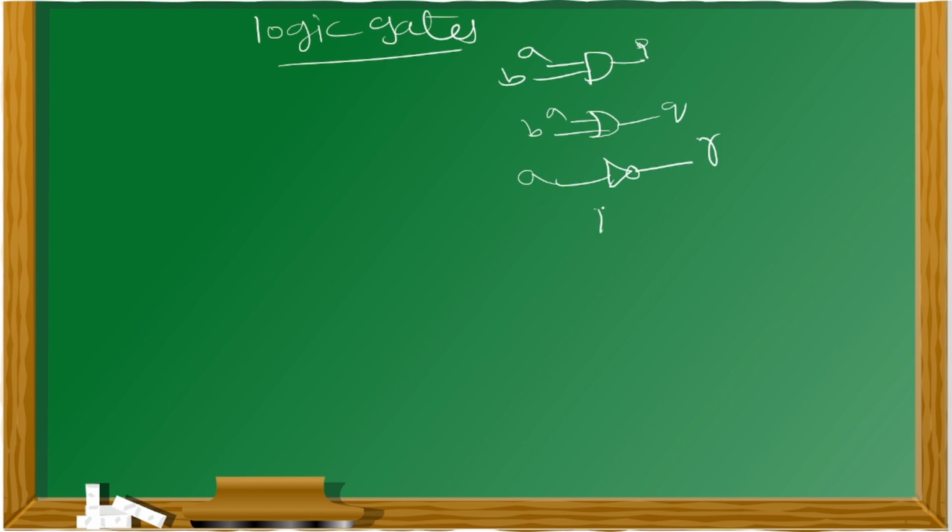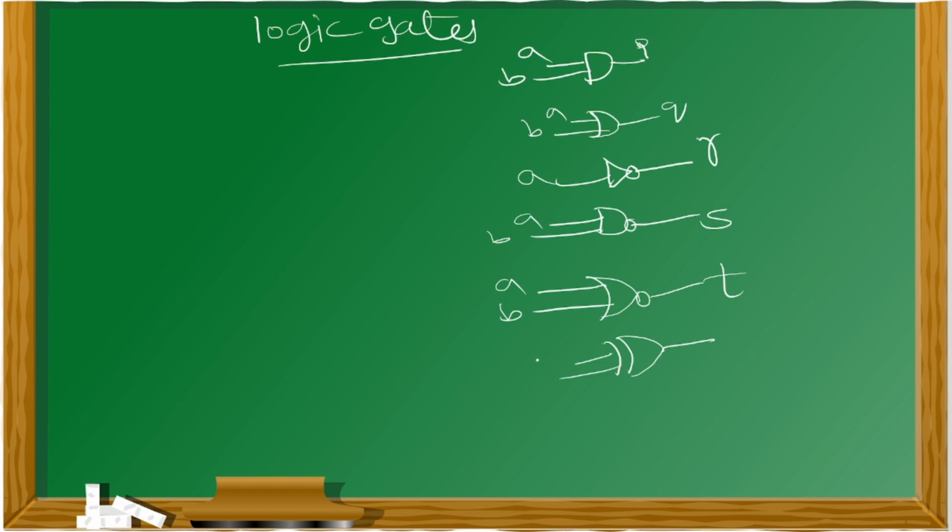And next, the NAND gate and NOR gate. These are universal gates. For the NAND gate, A and B are inputs and the output is R, and for the NOR gate, A and B are the inputs and S is the output. Then this is the XOR gate, with A and B as inputs and T as the output. This is the XNOR gate, with A and B as inputs and output U.